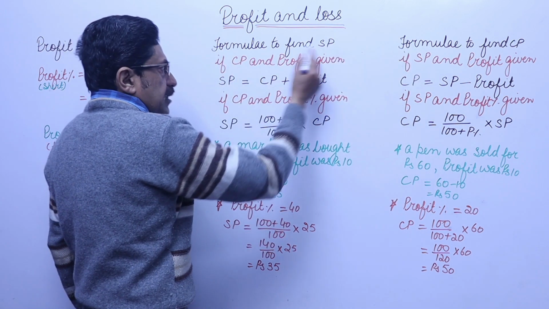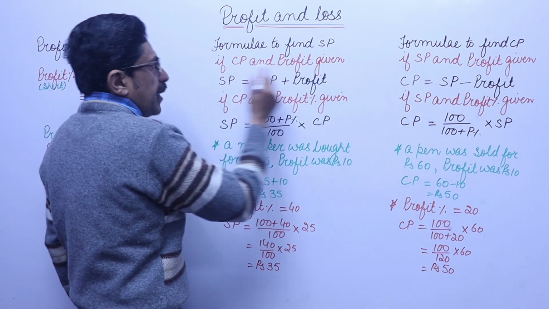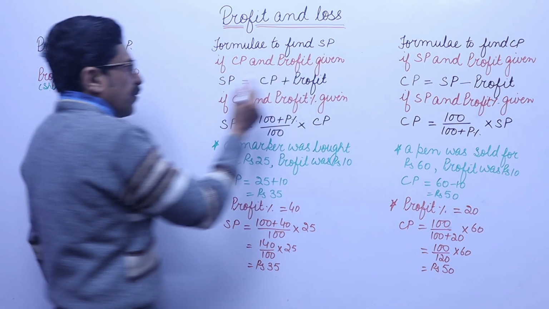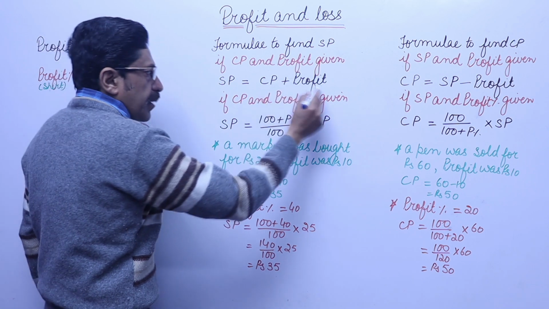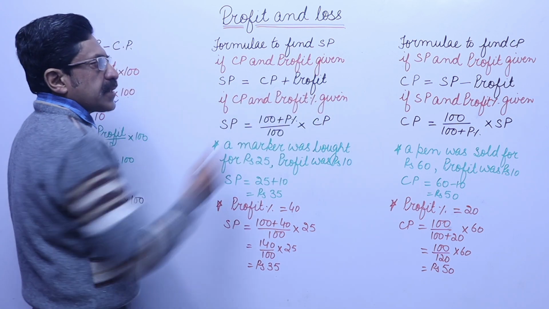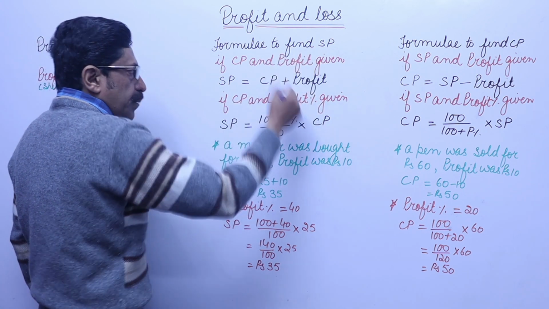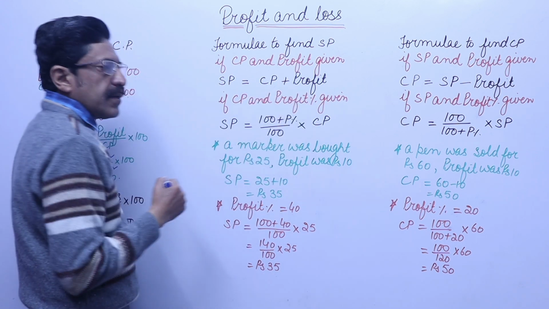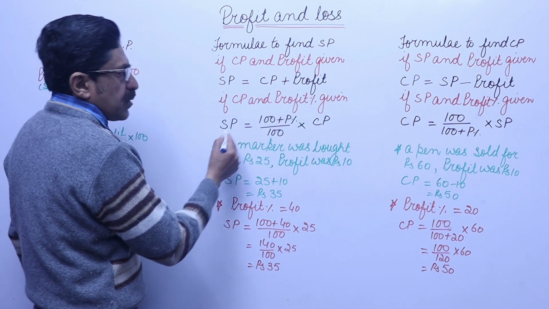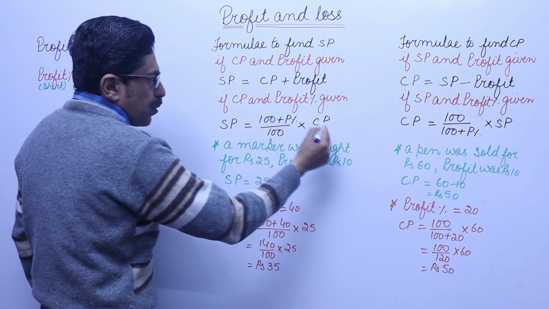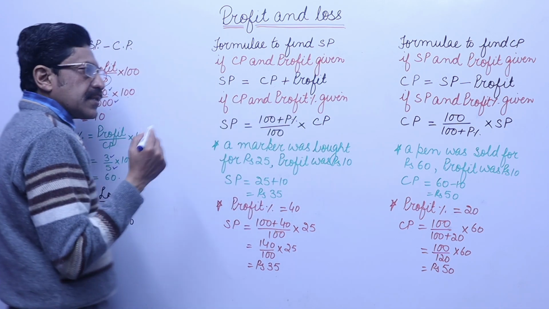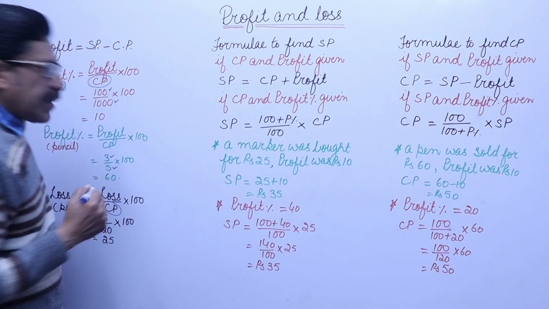To find SP, when CP and profit are given, we have SP is equal to CP plus profit. But sometimes in place of profit, profit percent is given. Then selling price is equal to 100 plus profit percent over 100 into cost price. Let us try to understand with the help of example.